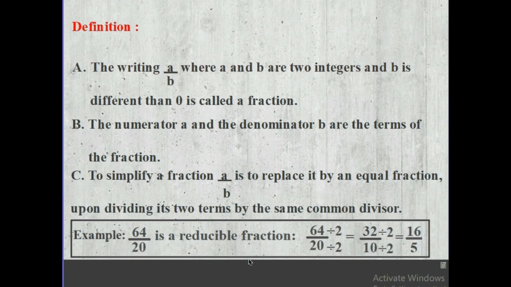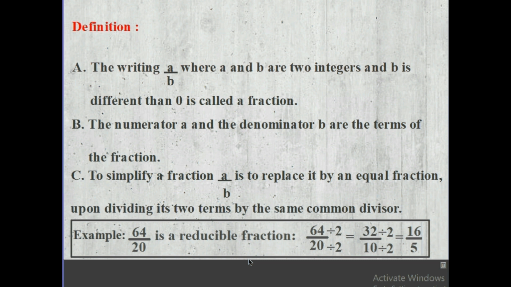You are familiar with simplifying fractions, and you already know that to simplify a fraction means to divide its numerator and denominator by the same common divisor. Example: 64 over 20 can be simplified. That's why we call it irreducible fraction. Both 64 and 20 are even, so the first divisor you must think of is 2. Divide 64 by 2 and 20 by 2. The new fraction is 32 over 10.